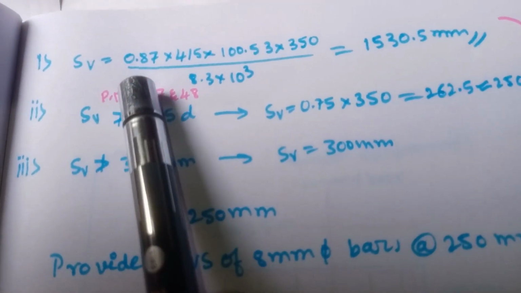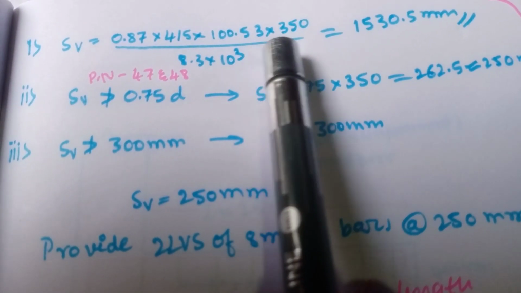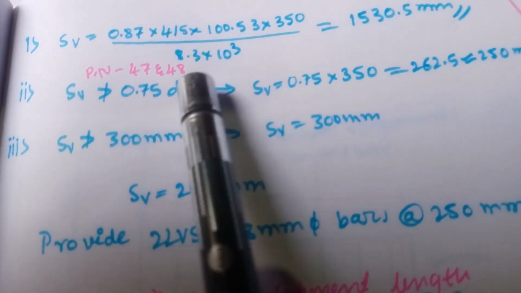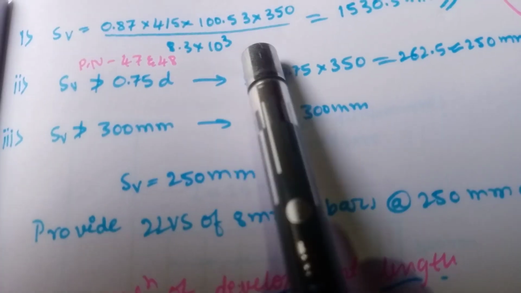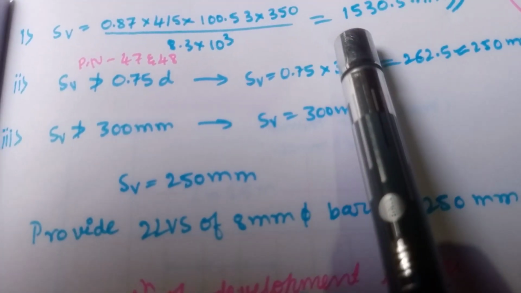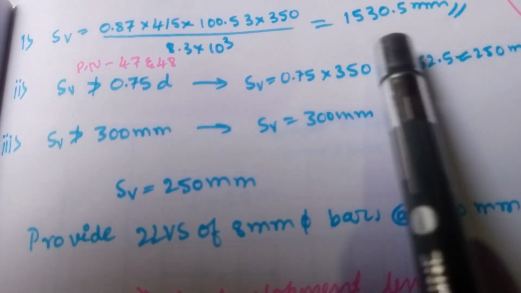So now substitute this value in this equation. So Sv is equal to 0.87 into 415 into 100.53 into 350 divided by 8.3 into 10 to the power of 3. Substitute all the values. After simplifying, we will get Sv value as 1530.5 mm.